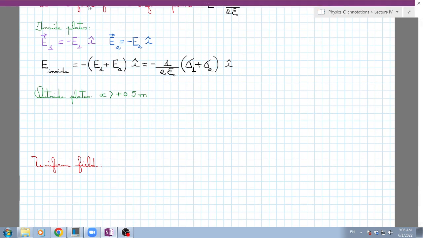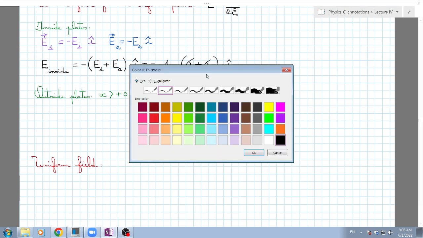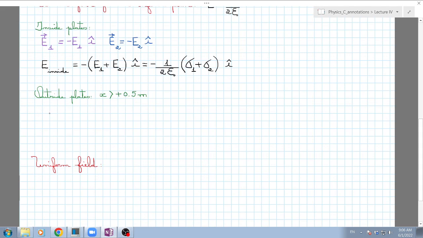Again, as a reminder, let's write the electric field outside the plates, in that position right there. I'm going to have E1, and again it's going to be in the negative direction, so it's going to be E1 in the minus i hat direction. Don't forget, this is a vector.